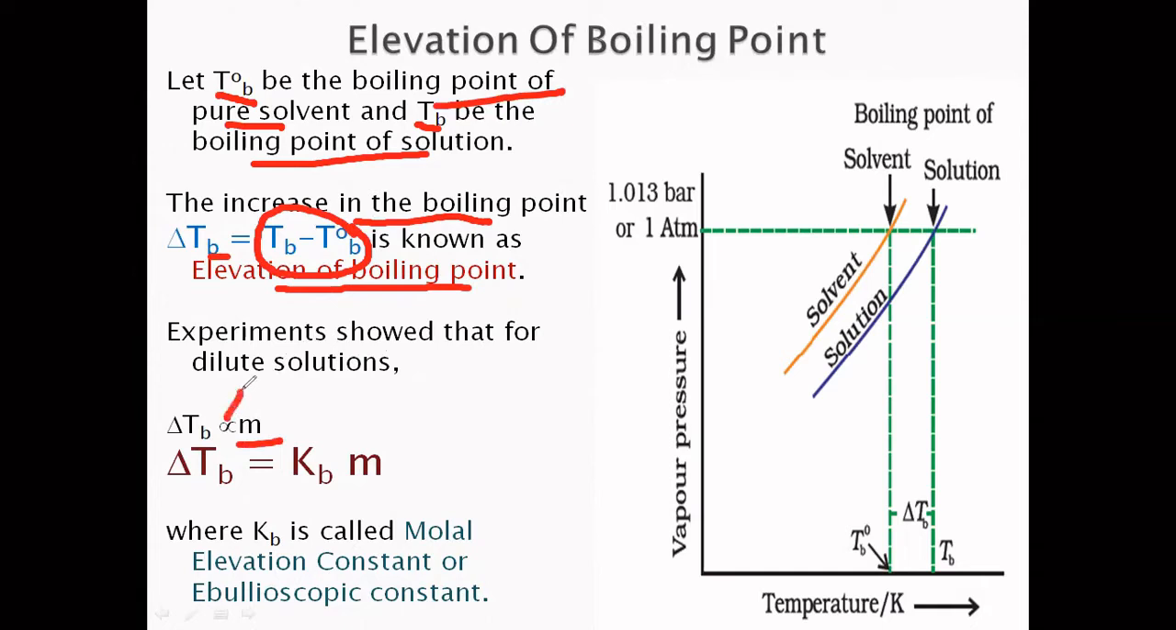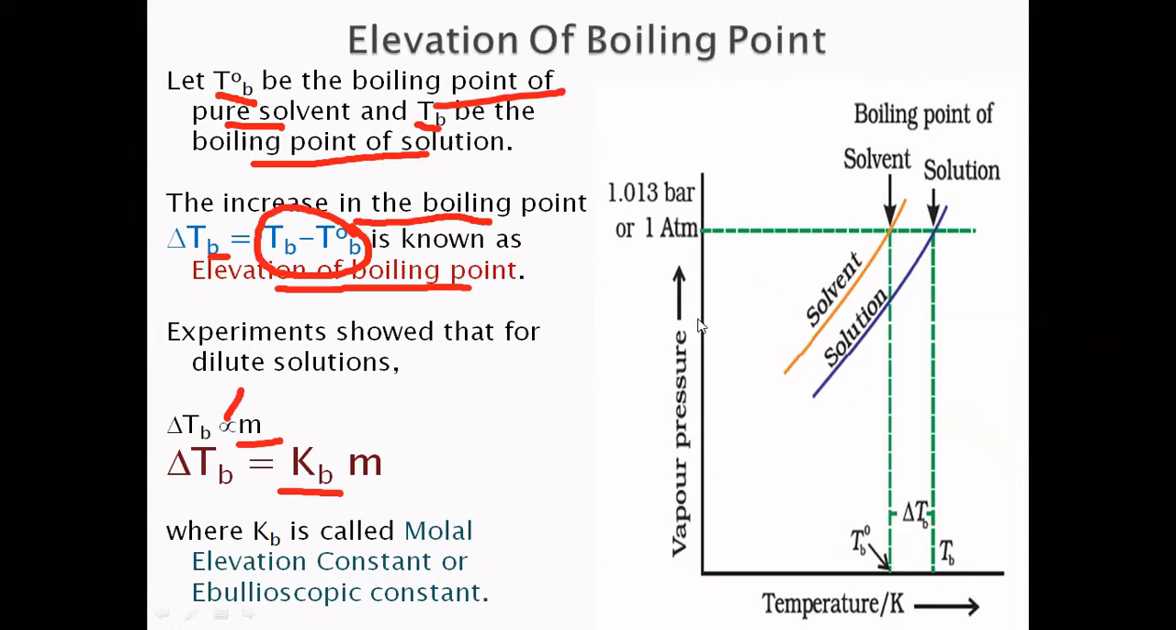And when we remove this proportionality symbol, a proportionality constant is introduced, which is KB here. And KB is known as the molal elevation constant or ebullioscopic constant. Now we will understand this by looking at this figure.